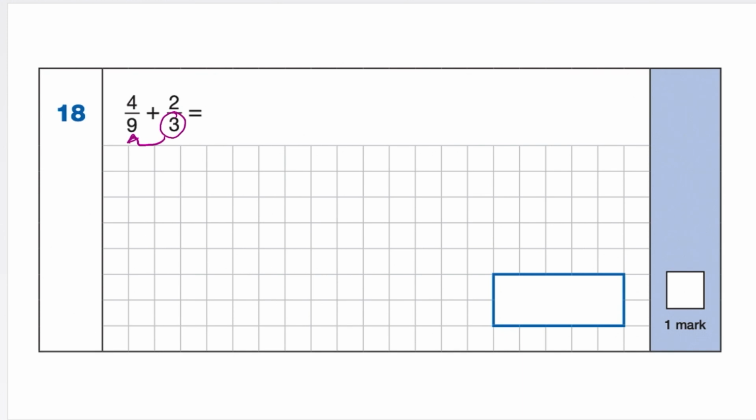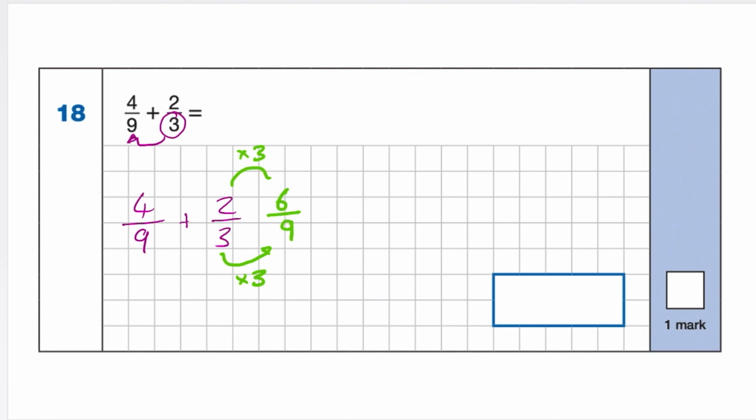So I can actually then think about that to help me with my equivalent fraction. So I'm going to put back my 4 over 9 and we're adding it to 2/3. But I'm going to turn this 2/3 into an equivalent fraction. So I'm going to try and get my 3 to a 9. And how did I do that? I multiplied by 3. So if I multiply the denominator by 3, I then must multiply the numerator by 3. 2 times 3 is 6. So 2/3 is equivalent to 6/9.